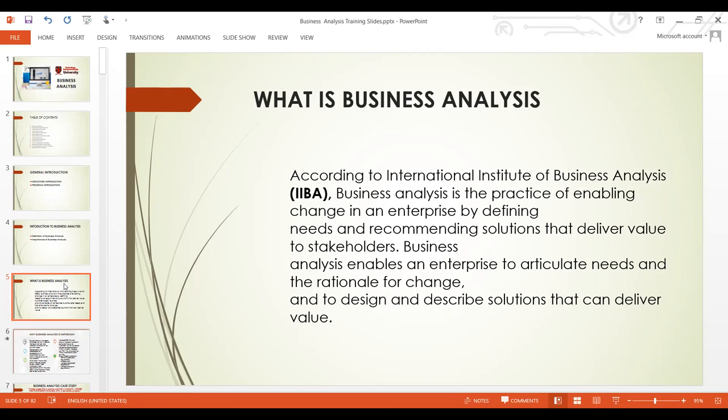According to this body, business analysis is the practice of enabling change in an enterprise by defining needs and recommending solutions that deliver value to stakeholders. Business analysis enables an enterprise to articulate needs and the rationale for change, and to design and describe solutions that can deliver value. So business analysis is all about solving problems, bringing changes, creating solutions. That is what business analysis is all about.